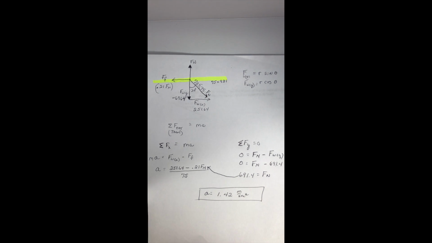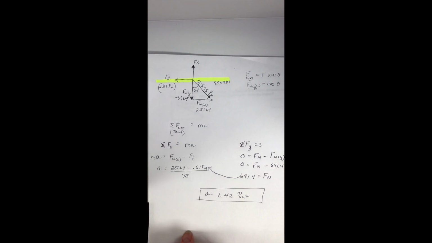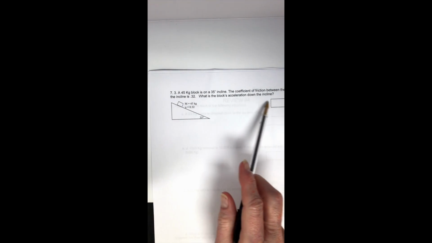All right, I calculated acceleration and it was 1.42 meters per second squared. So let's try it again. Let's all go to the back page and let's try number 7. On number 7, it's basically the same problem. We want to calculate the block's acceleration down the ramp.